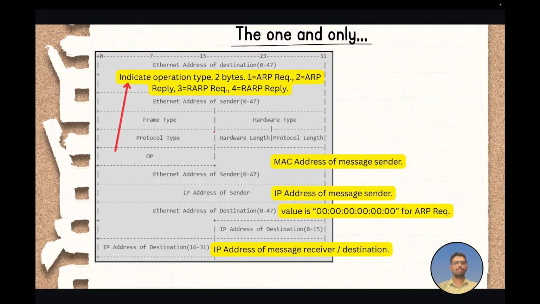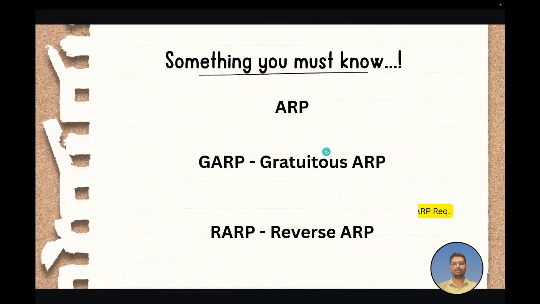Now let's get to know some packet flows. These are the three things you must know. The first is ARP, and the majority of what we talk about will revolve around ARP. There are two other types of ARP, which are gratuitous ARP and reverse ARP. This type of ARP request is usually sent by protocols like VRRP or VARP, and we have made videos on those.